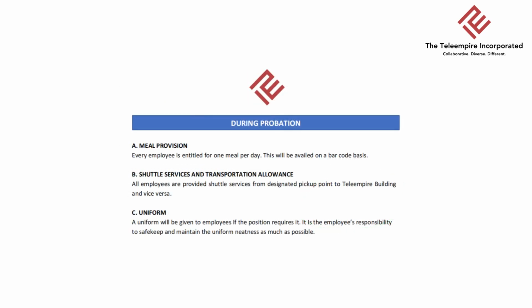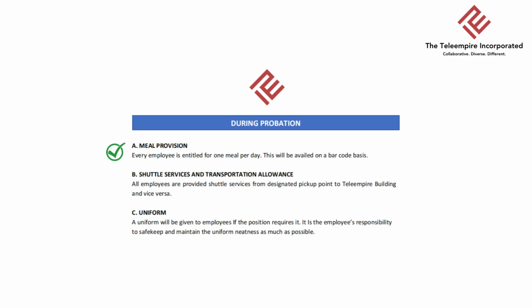We are now in Annex number 3, which covers the benefits and privilege of an employee. During your probationary period, you are entitled to a meal provision. As a stay-out employee, you will receive an 80 pesos meal allowance for each day you are present in the company. This allowance will be given to you on your salary day.